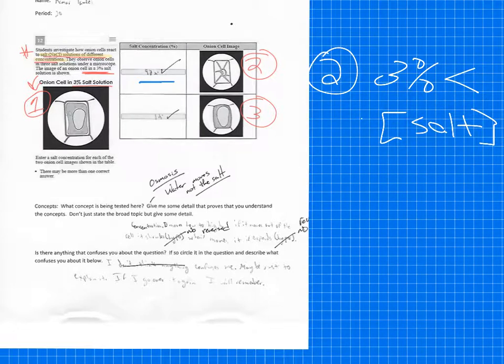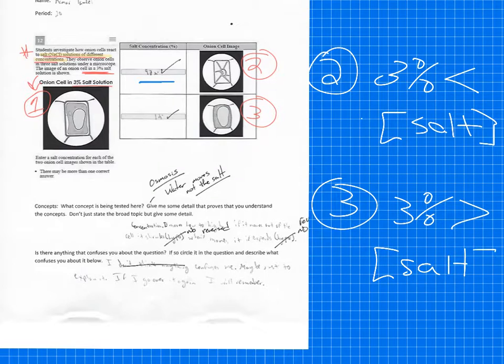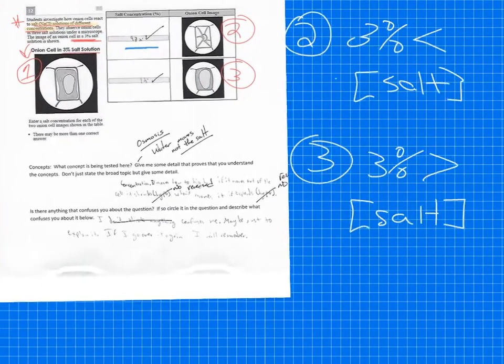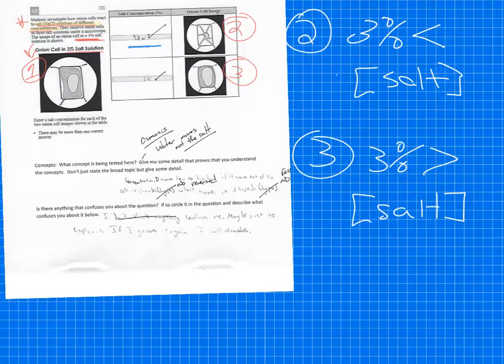Excellent. That's exactly right. The salt concentration has to be less than 3%. 0.5 is less than 3, 1% is less than 3, 2% is less than 3. It could have been any answer. That's why they write down, you see how they wrote down this thing? They gave you a clue. They said there may be more than one correct answer. Actually, there is more than one correct answer. Anything under 3% would be right. Okay? So that's how this works.